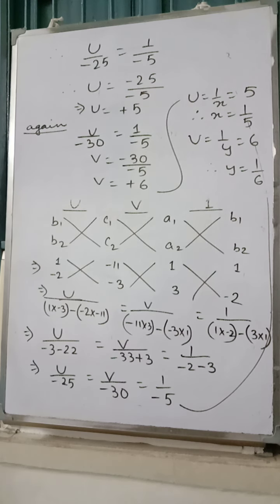See, I have got the value of u and v. Then u was taken as 1 by x. So the 1 by x value is 5. So x would be 1 by 5. And v was 1 by y. So 1 by y's value is 6. So y would be 1 by 6. Then the values are placed.